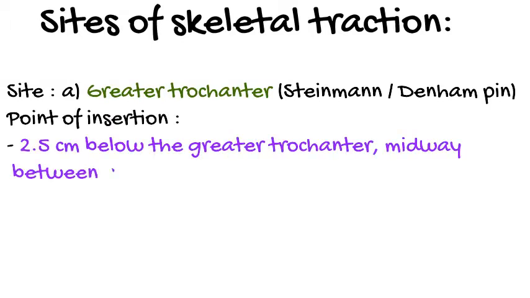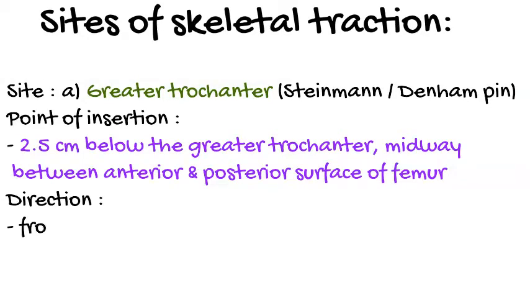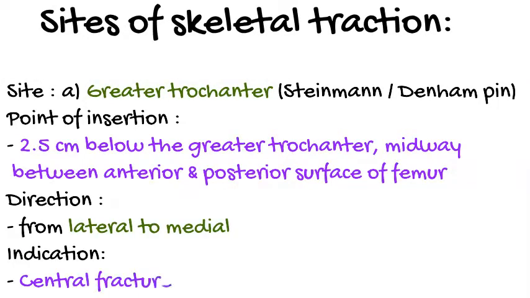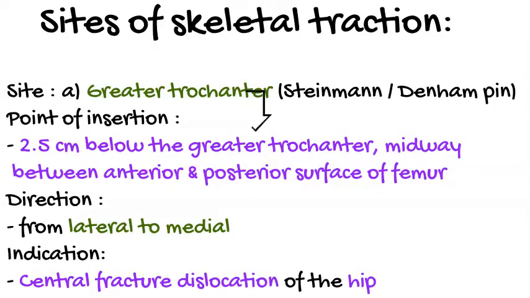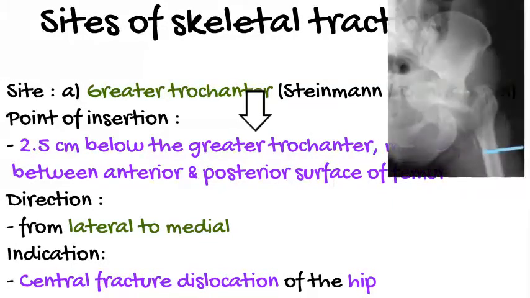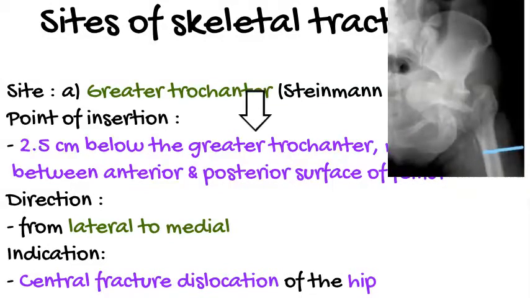I am going to cover the greater trochanter site. We can use either Steinmann pins or Denham pin. The point of insertion is 2.5 cm below the greater tuberosity. Nope, sorry, not GT. Greater trochanter. Midway between the anterior and posterior surface of the femur. The direction of insertion is from lateral to medial side. Among the indications is central fracture dislocation of the hip. As illustrated, the Steinmann pin is inserted based on the blue line.